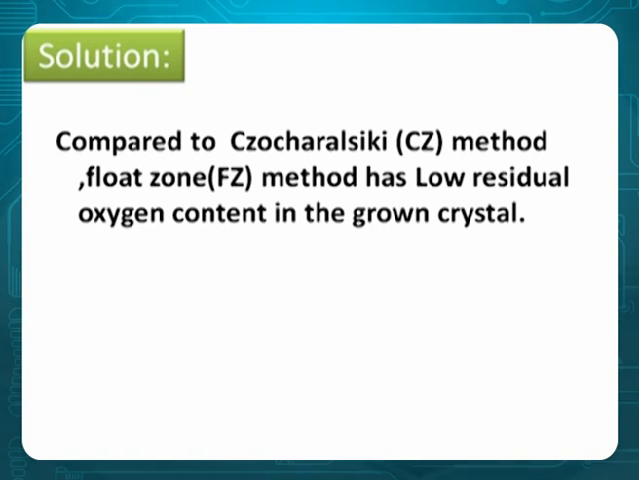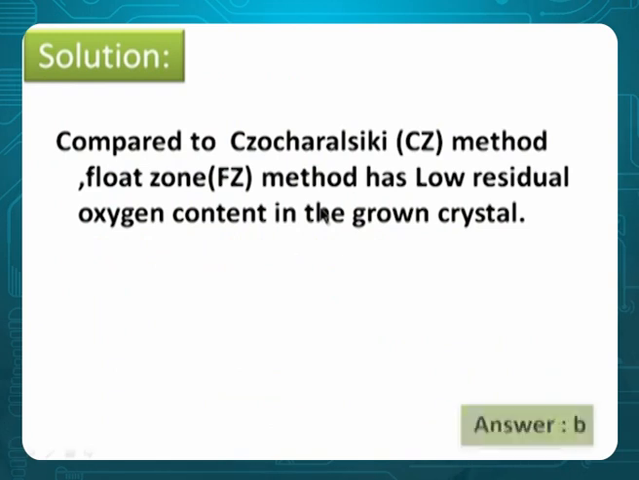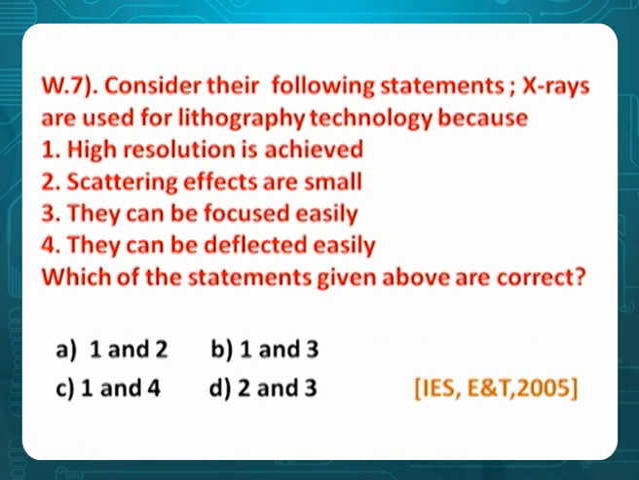The option is B. Compared to the CZ method, the FZ method has low residual oxygen content. That's why it is preferred. So the option is B. B means, look here, 2 and 3: low residual oxygen content and uniform doping. That is the answer.